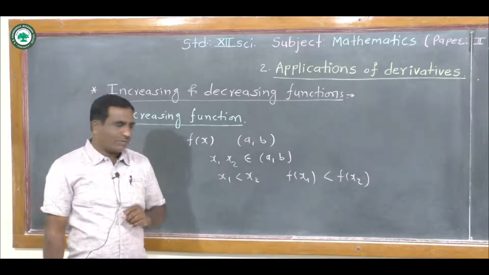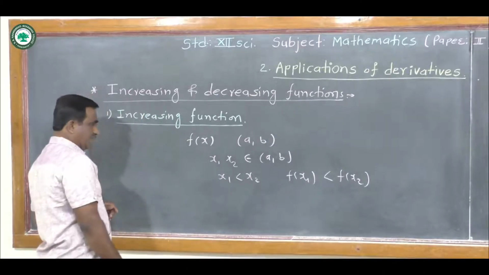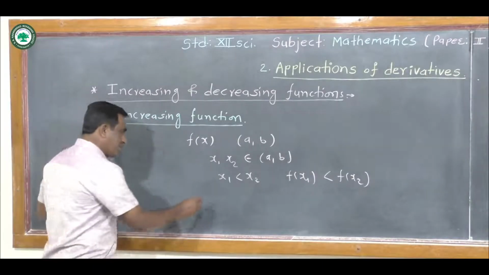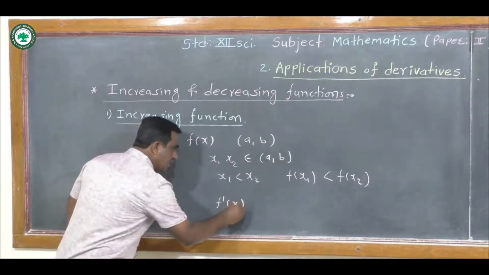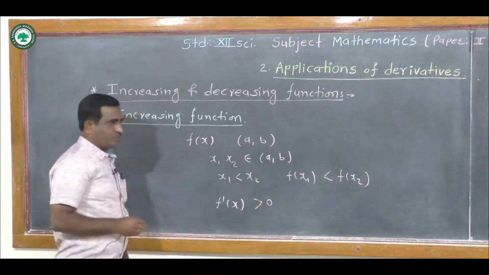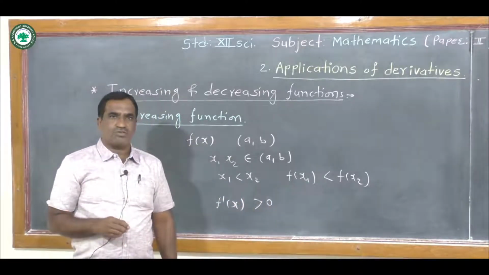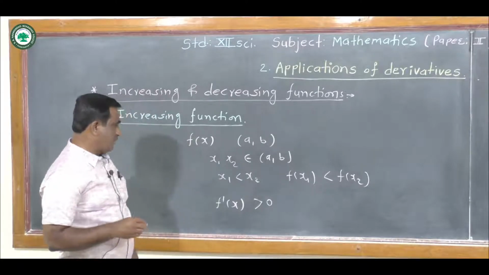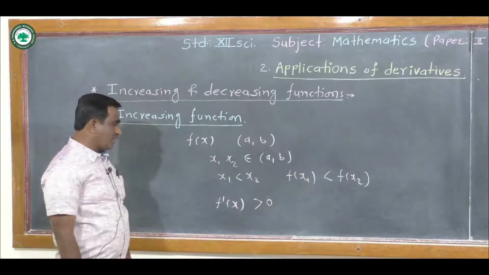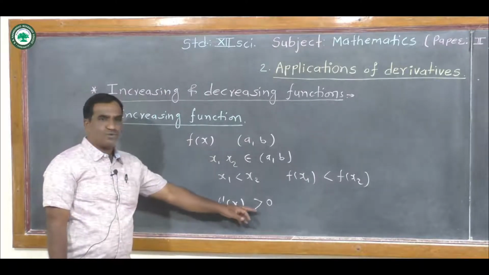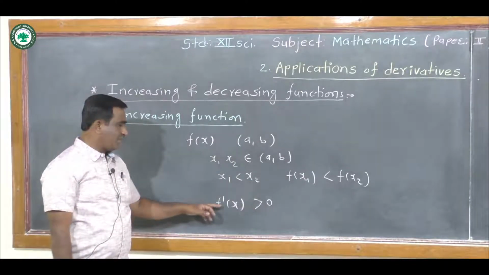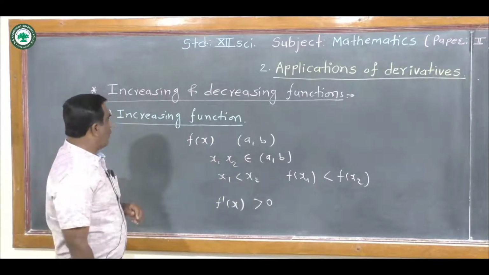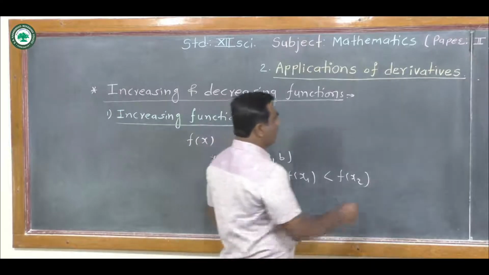Or in other words, if we know the derivative of the given function, if f dash of x is greater than 0, then the function is said to be increasing, and vice versa. f of x is increasing if and only if f dash of x is greater than 0, that is, the first derivative of the function is greater than 0. Now we see the second definition, decreasing function.